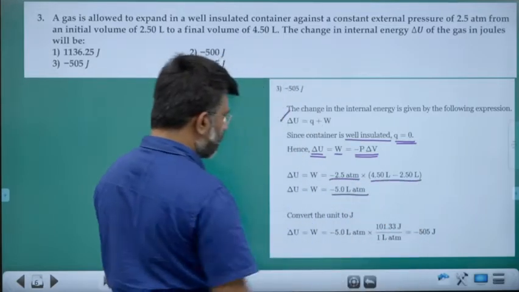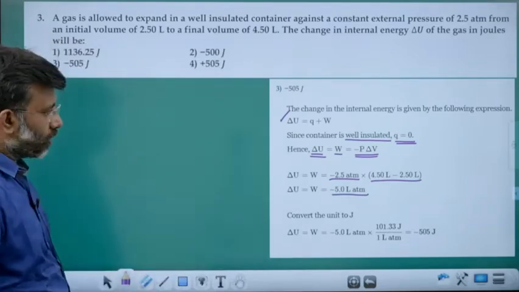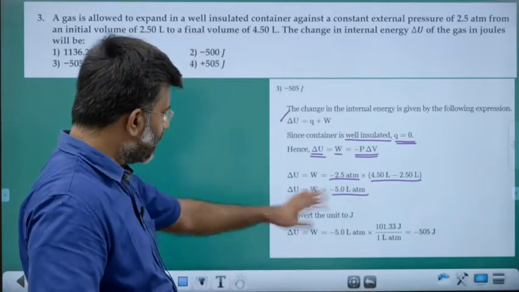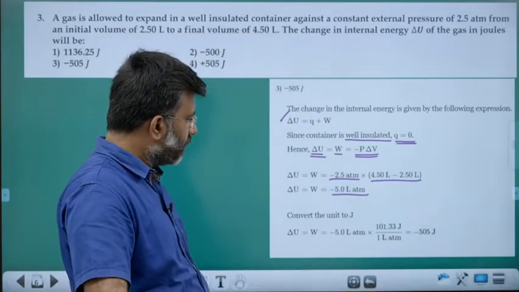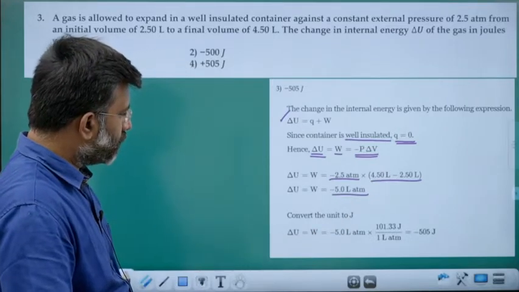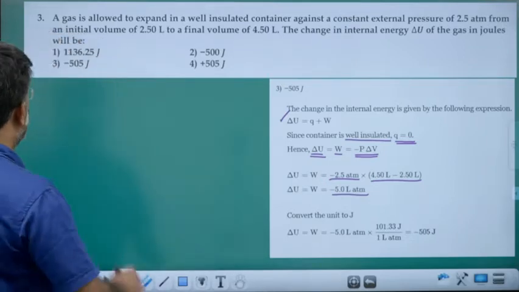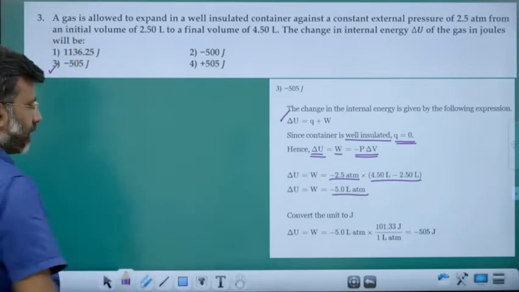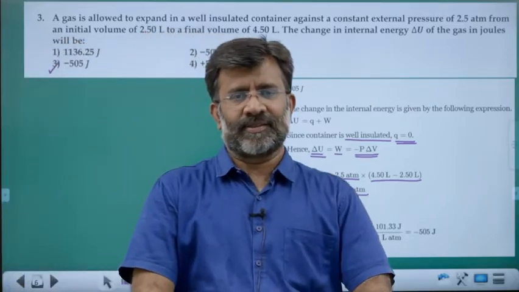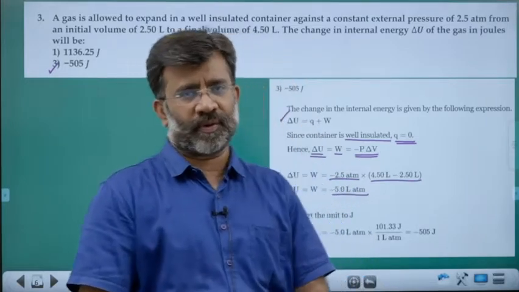You get the answer in liter atm. We want it in joules. How to convert liter atm to joules? You know that. So convert that. 5 liter atm will be into 101.33 joules. So it will be 505 joules, minus 505 joules. Option 3 is the correct answer. I think it is clear. Since it is an adiabatic condition, Q will be 0. Okay, next.